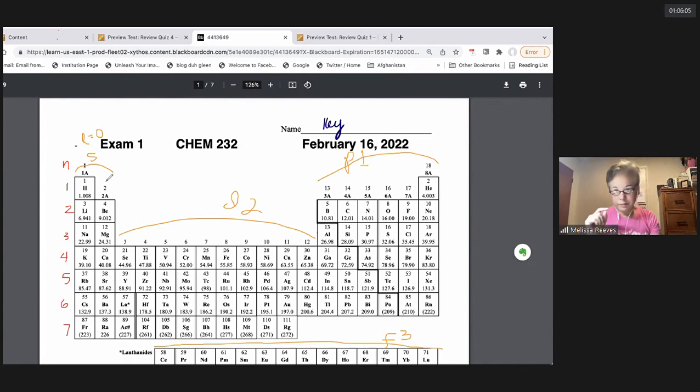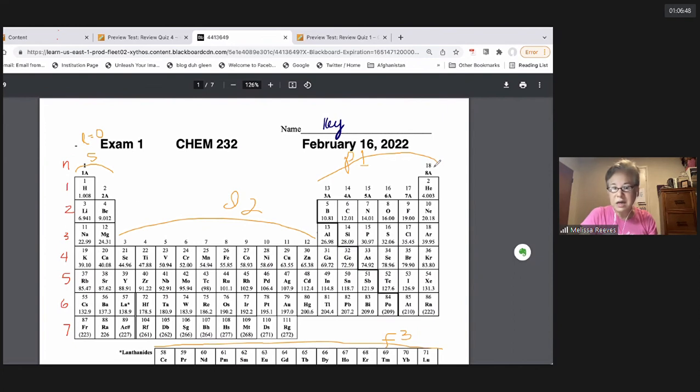Then L equals 0 only has M sub L equal to 0. So that means there's only one orbital for the S's, right? L tells you what subshell you're talking about, S, P, D, or F. And M sub L is which orbital you're talking about. Well, there's only one orbital in the S subshell, and so the M sub L is 0. And then you have 2 electrons that can go in there. And that gives you your plus a half, which is the alkali metals, and your minus a half, which would be your alkaline earth metals.